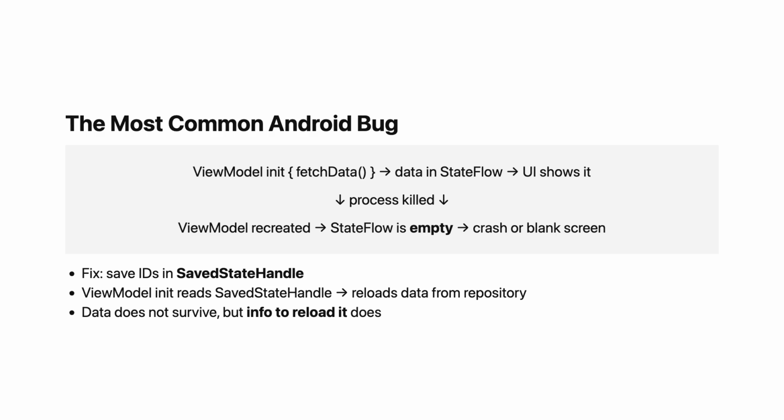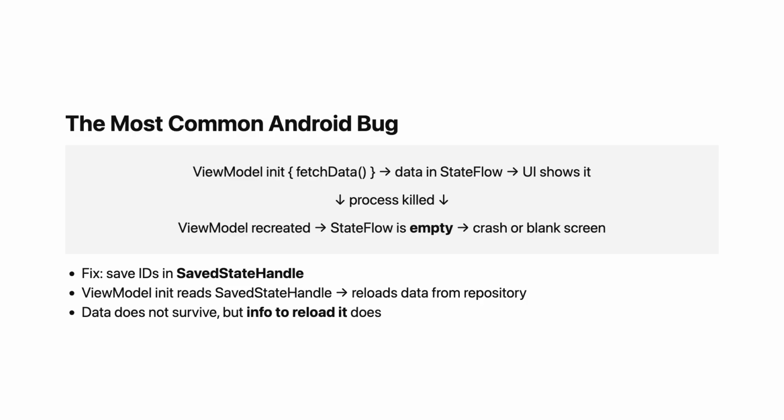A user opens the app, sees data, switches to another app, comes back an hour later. The process was killed. The activity is recreated. The view model is recreated. But its StateFlow is empty because the network fetch only happened in the original view model's init block, and the trigger for that fetch, maybe a user action or navigation event, did not happen again. So the screen shows empty, or the app crashes trying to access data that was supposed to be there.